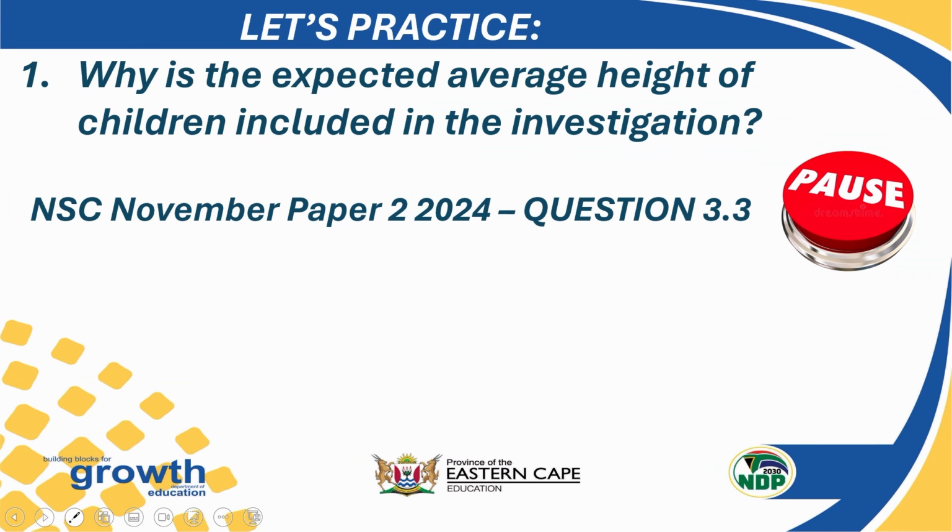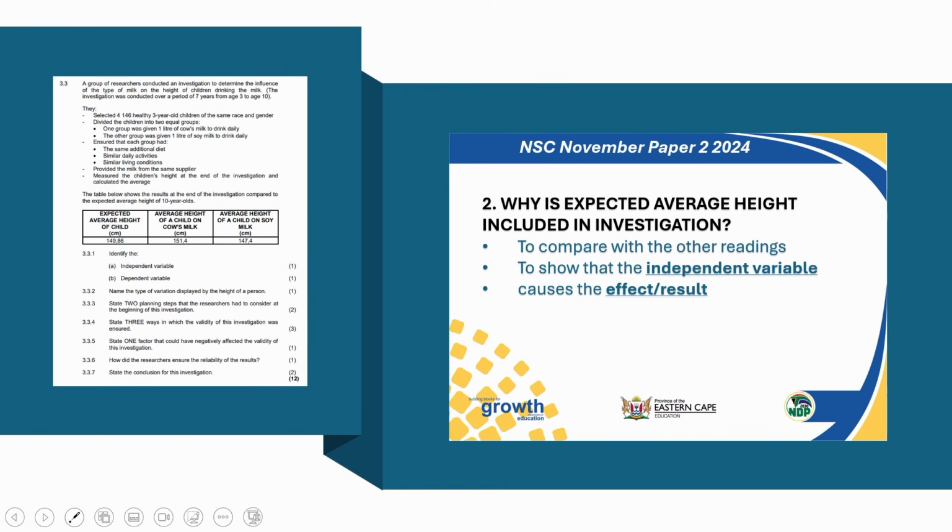Let's practice a baseline now. Answer the question on why the expected average height of children is included in the investigation for November paper 2. And welcome back. Let's see what you got. It's included because it's a baseline. It's there to compare with the other readings to show that it is the independent variable, in other words, the type of milk, that caused the growth in height.